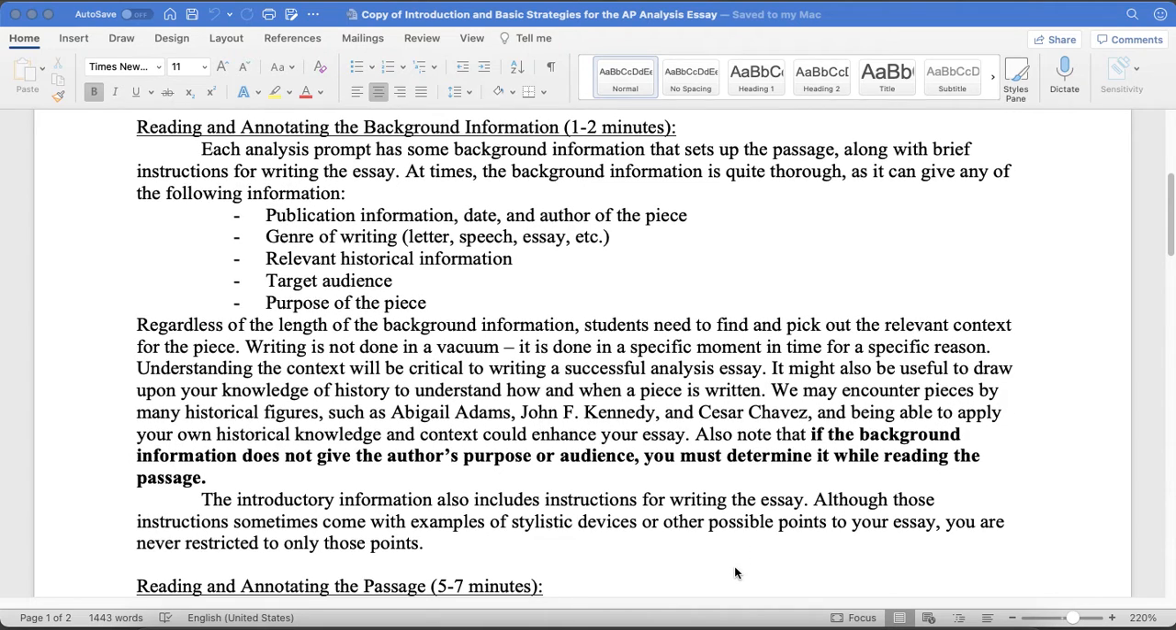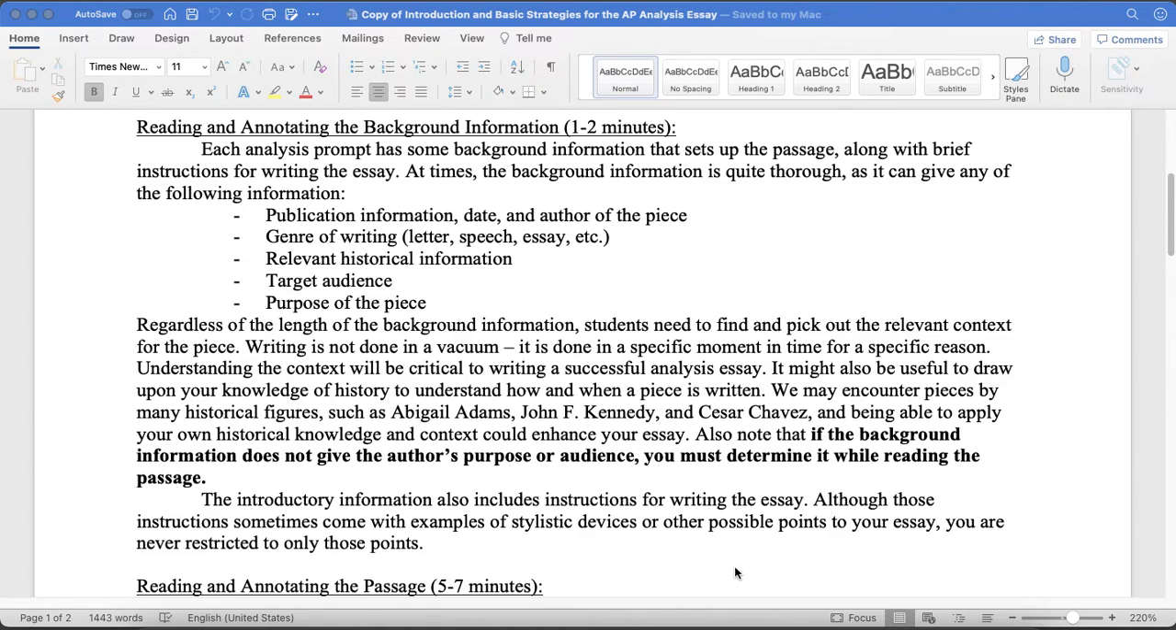So each of the passages has background information, and the background information can give you the publication information, date and author of the piece, the type of writing, so letter, speech, essay, etc., relevant historical information, the target audience, and the purpose of the piece. Now, it doesn't always give all of this. And if it doesn't give you the audience and it doesn't give you the purpose, then AP is expecting you to pick up on that as you read the passage.